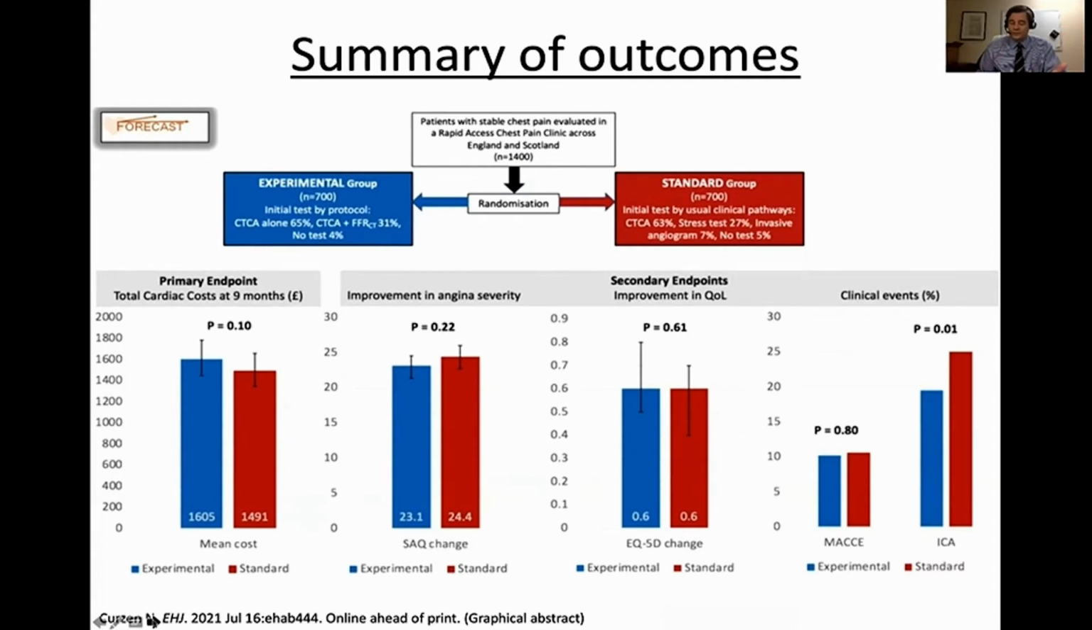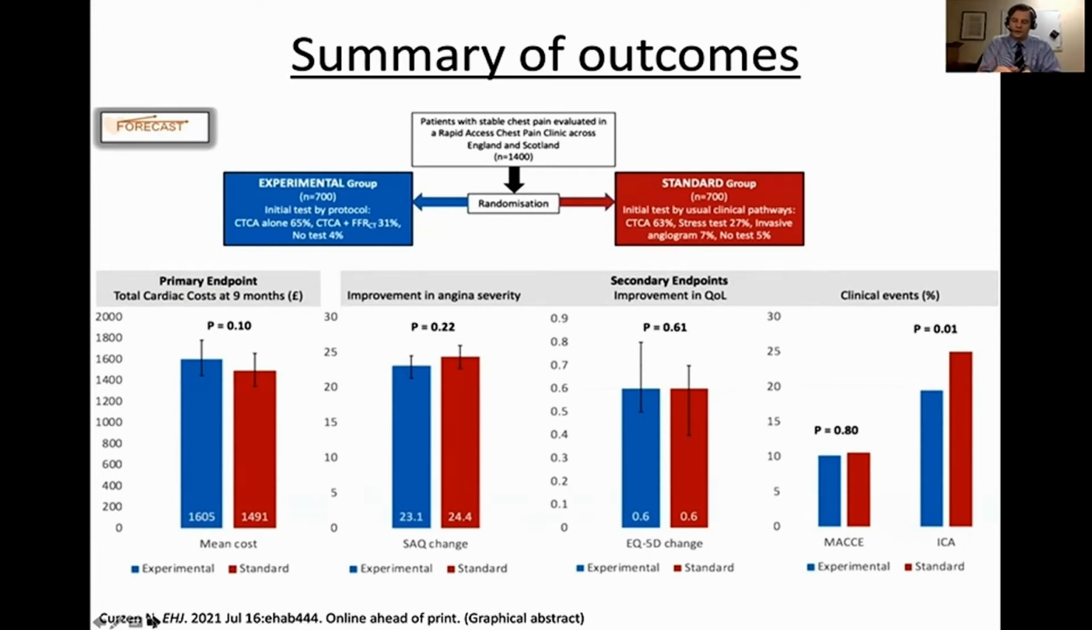What about clinical symptoms, right? So the next column over there is the Seattle Angina Questionnaire. No difference between the two. In fact, if anything, the standard group had a slightly larger improvement in their Seattle Angina Questionnaires, but it wasn't statistically significant. What about quality of life scores? There's something called the EQ5D, which is the European questionnaire on 5 different domains of life, largely looking at patients' assessment of their quality of life. Exactly the same in both of those groups.